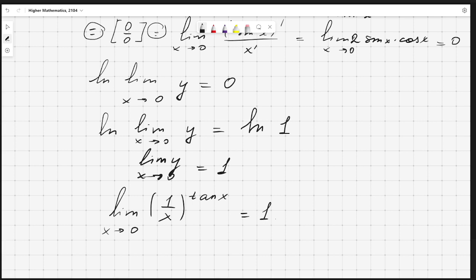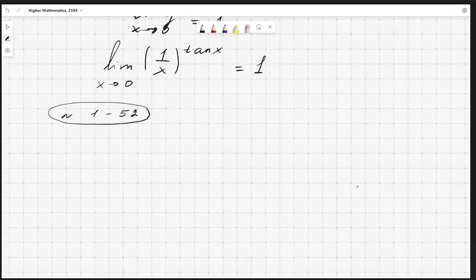Yes, clear. Yes. At home, you must solve numbers from 1 to 52. Now I create your homeworks.